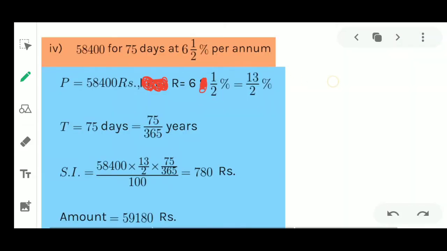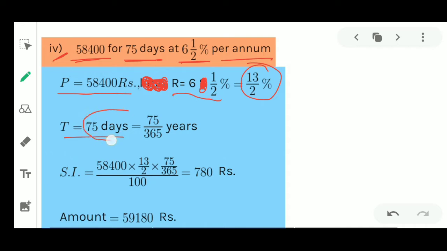So here is the first question, number 1, part 4. Find the simple interest and amount on 58,400 rupees for 75 days at 6 1/2% per annum. First you have to write the given data: P equals 58,400 rupees, and R equals 6 1/2%, that is 6 into 2, 12, 12 plus 1, that is 13 by 2%, and T equals 75 days. As I told you, you have to convert time into years. So 75 days equals 75 by 365 years.